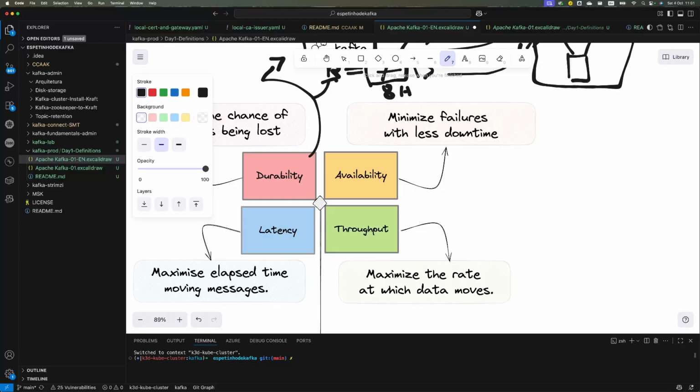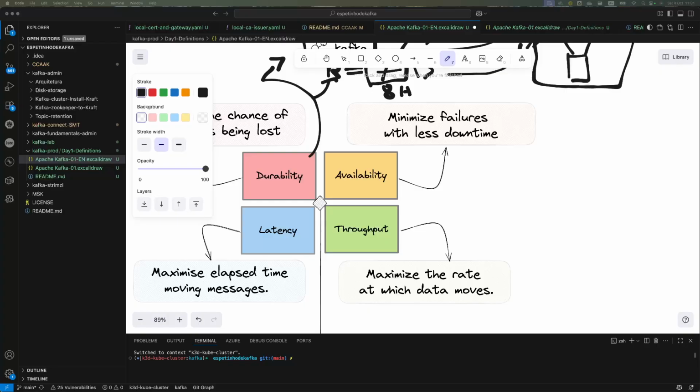I talked a lot about durability, but let's continue. Durability is what guarantees whether messages have been committed or lost. We need a different example.